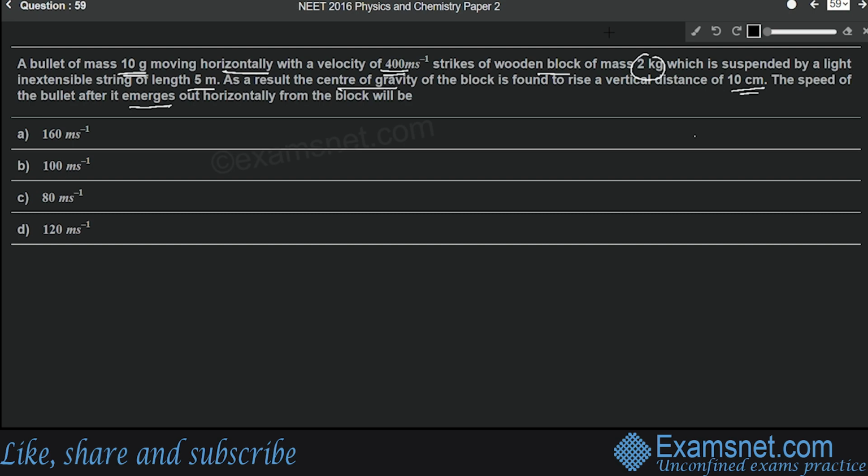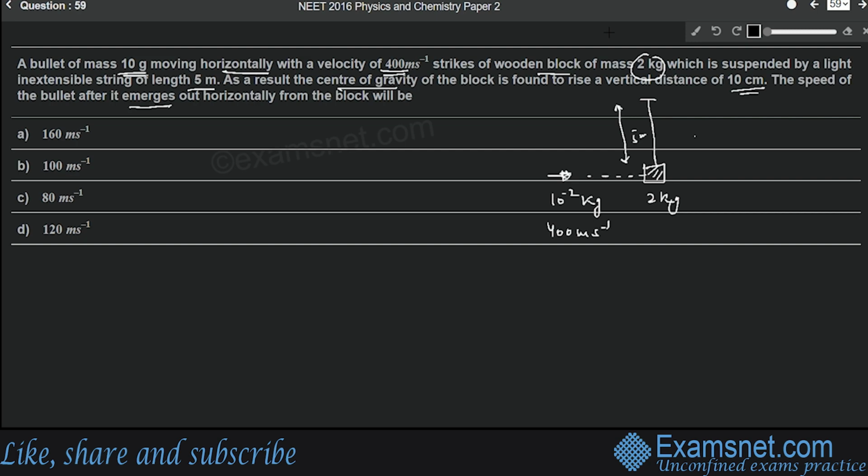Okay. So we have a wooden block of mass 2 kg. This block is suspended by a light inextensible string of length 5 meter. Then what happens? A bullet comes here. Suppose this is the bullet. Now the mass of the bullet is 10 grams, that means 10 to the power minus 2 kg. And it comes with a velocity of 400 meter per second, and it hits the block.